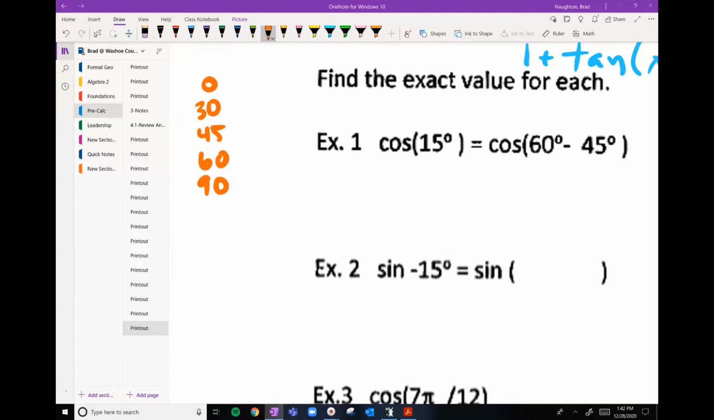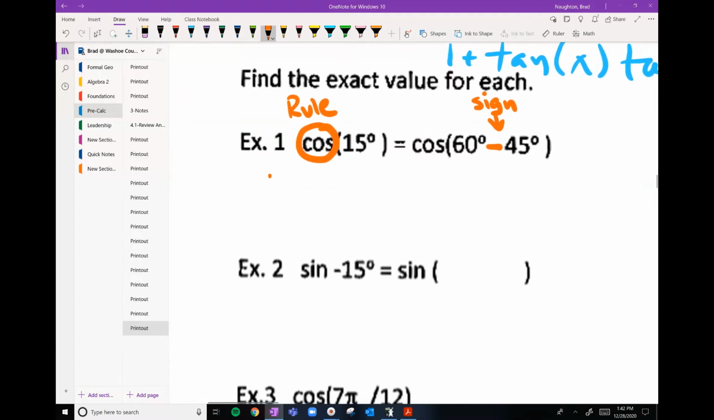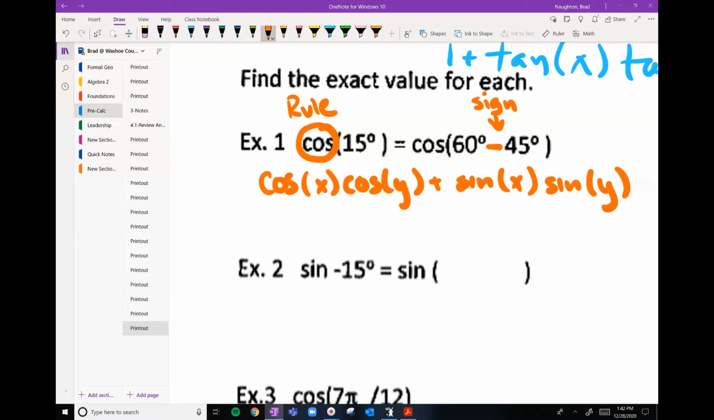Okay, so the first thing you're going to do is you're going to say, okay, which one of the rules am I going to use? Obviously going to use the cosine. Then the next thing you need to know is what's the sign in here. So this is basically going to be our rule, and this is going to be the sign that we really need to be taking a look at before we move forward. So obviously this is going to be a cosine. So let's remember our rule. So cosine of x minus y equals cosine of x, cosine of y plus sine of x, sine of y. So that's the rule that we're going to go ahead and use.